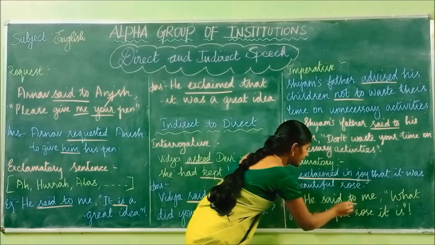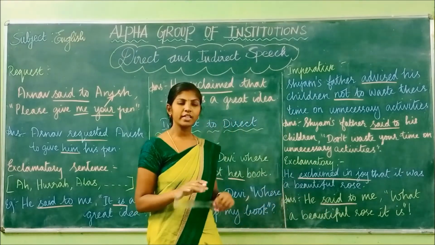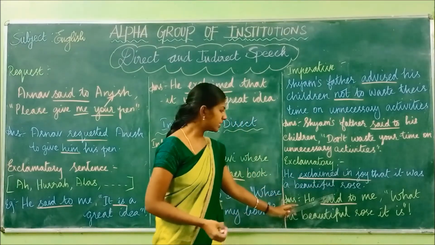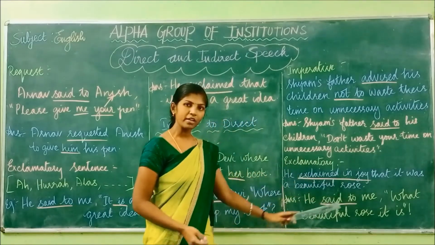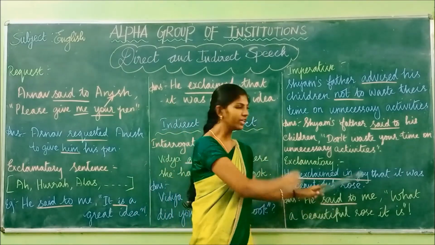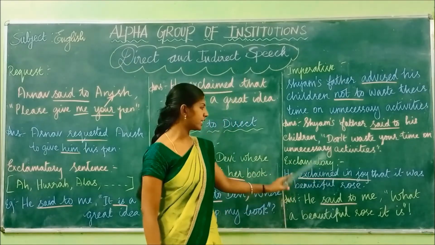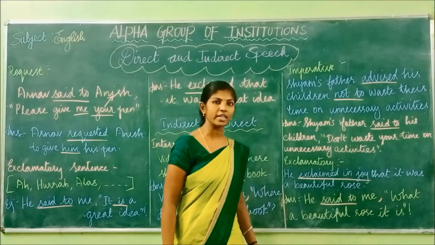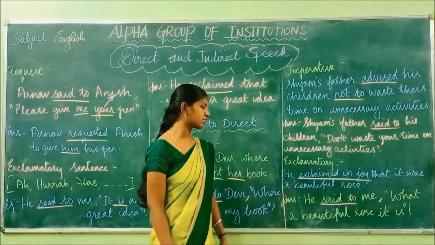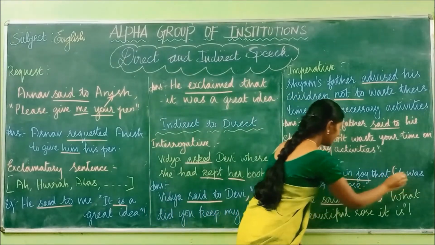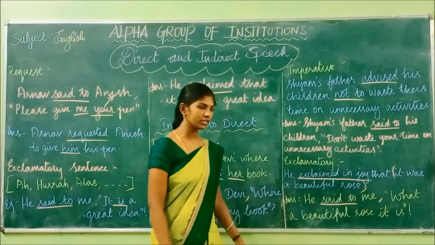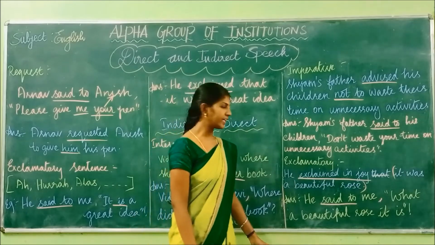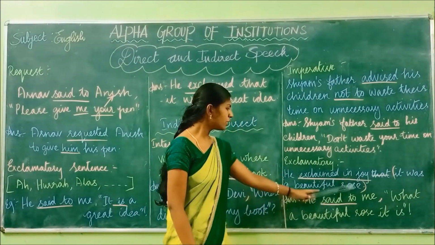So he said to me. He is not saying to anyone else, he is saying to me. He exclaimed in joy is changed into said to me. I told you that to me will not be referred here when you are writing exclamatory sentences. So he said to me, and write a comma and open the quotes. So now we have it was a beautiful rose. After this connecting word, we are taking out this connecting word. It was a beautiful rose.